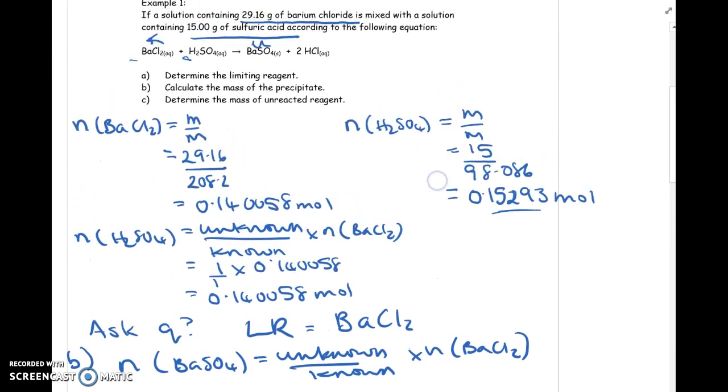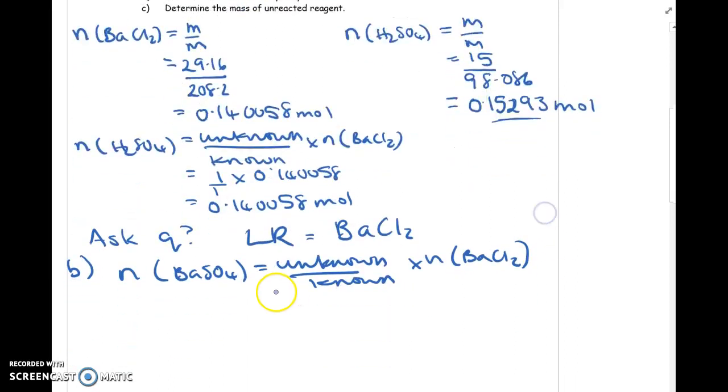Going back to our stoichiometric ratio, the known is barium chloride, which is 1. The unknown was barium sulfate, which is also 1. So it'll be 1 over 1 times 0.140058, which is 0.140058 moles. Now, like any stoichiometry, the next step would be now to find the mass of the unknown.